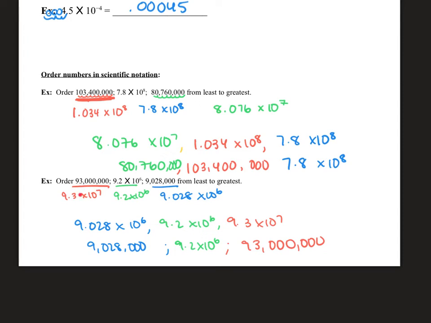Here I changed 93 million to 9.3 times 10 to the 7th. This one was already in scientific notation, and 9,028,000 was 9.028 times 10 to the 6th. So 10 to the 7th is my highest exponent. That's going to be my biggest number, which again I put back into its standard format because that's how it was given to me. Since these have the same exponent, I'm going to compare their C values, and 9.2 would be bigger than 9.028. So 9,028,000 compared to this would actually be 9,200,000, and then compared to 93 million.